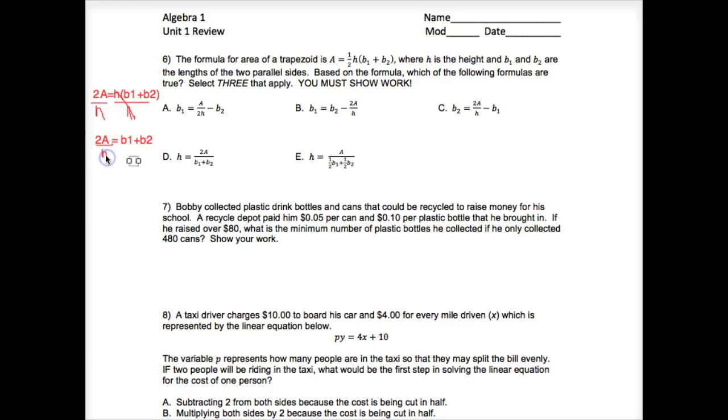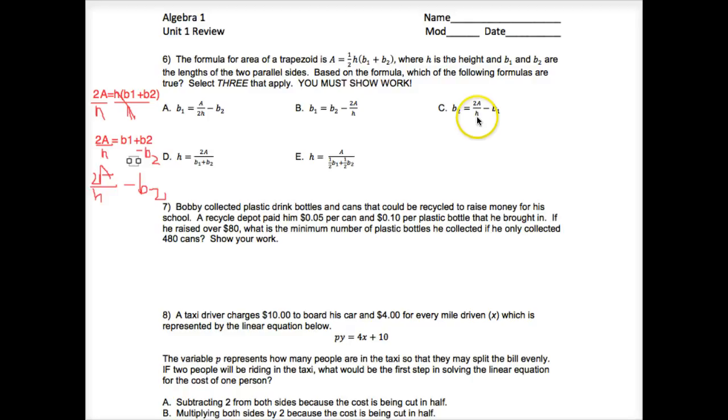And so then the final step to get B1 alone would be to subtract B2 on both sides. Again, B2 is not a like term with what I already have over here, so they can't be combined. So I just end up with 2A over H and then minus my B2, which doesn't match A or B. So that means neither of those is correct.